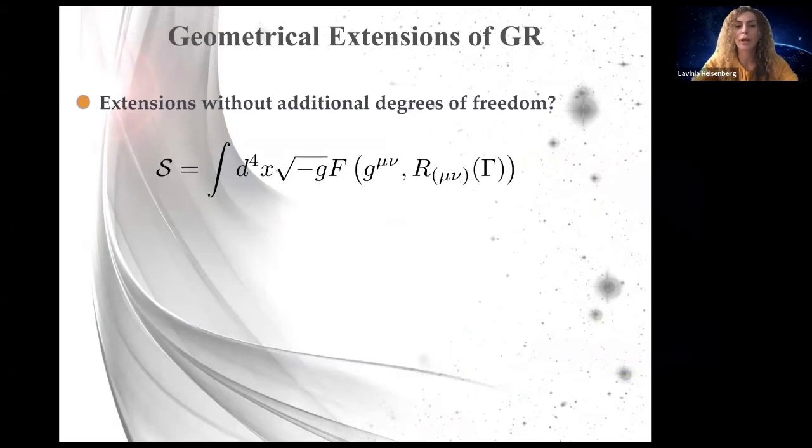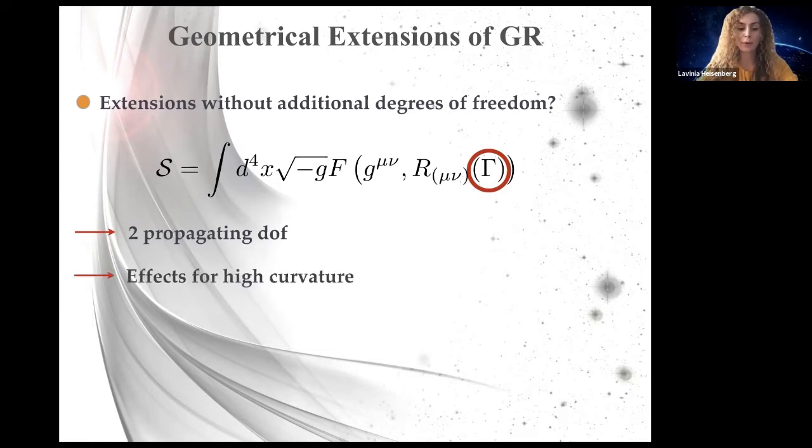Other extensions without additional degrees of freedom, do they exist? Yes. You could, for instance, consider such a Lagrangian where you have the volume element square root of minus g multiplying a function that depends on the inverse metric and then this metric Ricci tensor that depends on an independent connection gamma. So this gamma is not the Christoffel symbol, but an arbitrary independent connection. When you have such a Lagrangian, then you still have two propagating degrees of freedom as in standard general relativity.